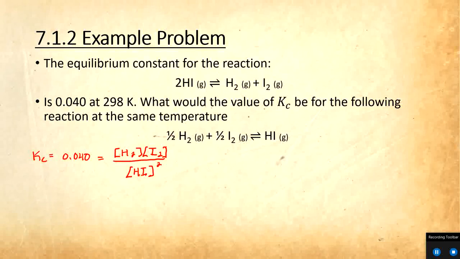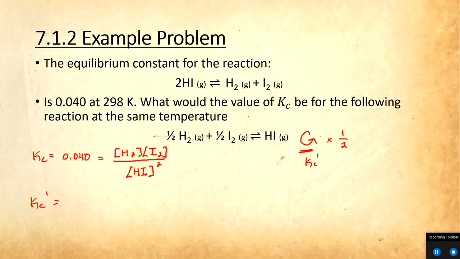So let's see what's happening in this new reaction. It's similar to our original, but we've flipped the reaction. Okay, so we've spun it around backwards, and also we have multiplied the reaction by 1/2. So we've divided everything by 2. So how is this going to affect our Kc? Let's do it for just the flipping of the reaction first. I'm going to call this Kc prime, which is just flipping.